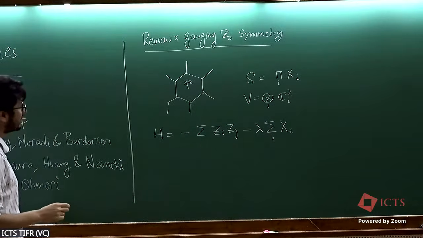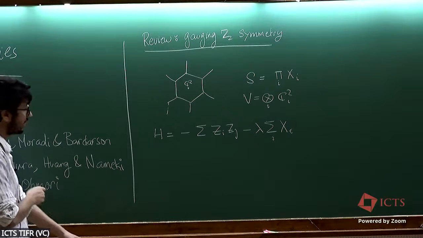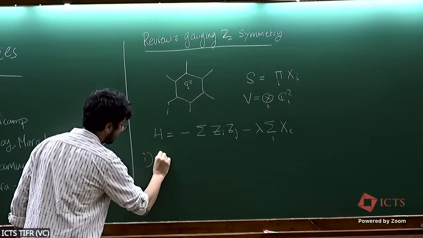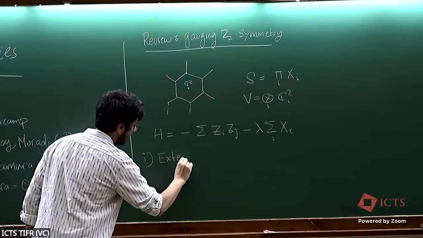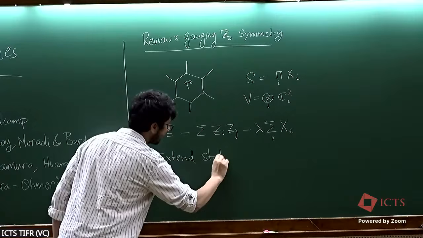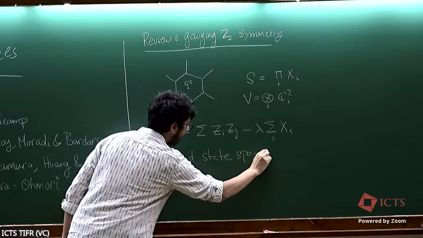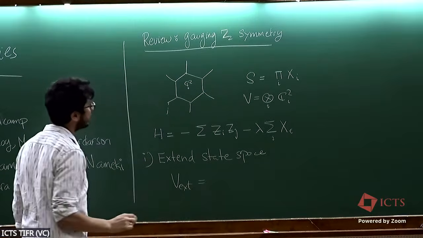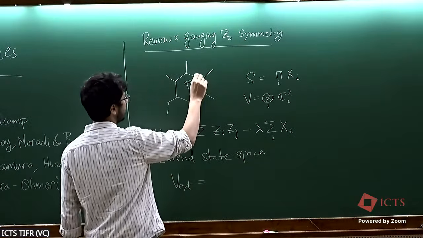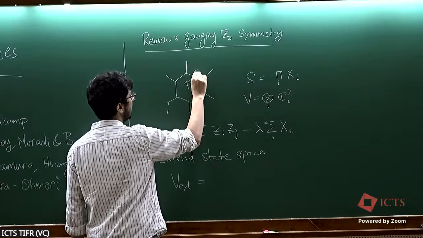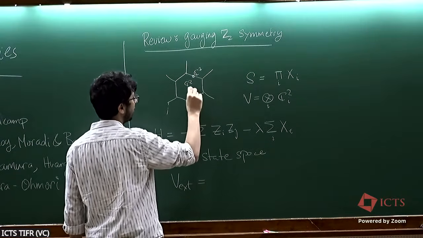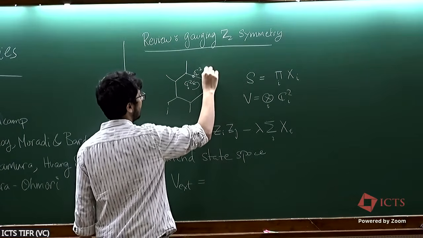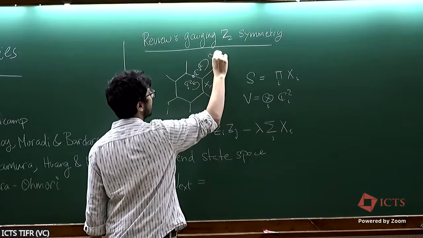Now, if you want to gauge this, the gauging procedure follows in a couple of steps. The first step is to just extend the Hilbert space. So extend the state space. And the extended state space now also has degrees of freedom on the edges. I'm going to denote the Pauli operators acting on the sites as X and Z, and those acting on the edges as X tilde and Z tilde.